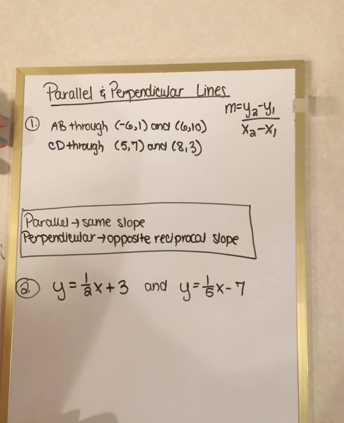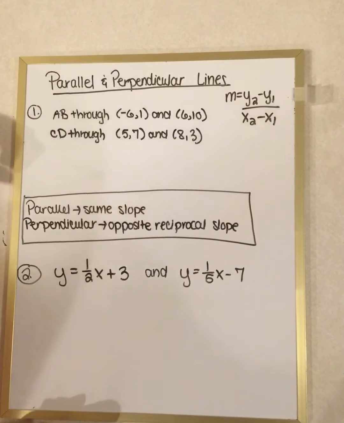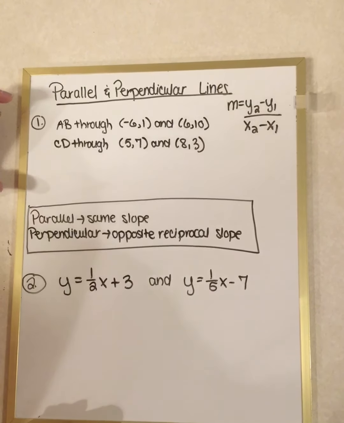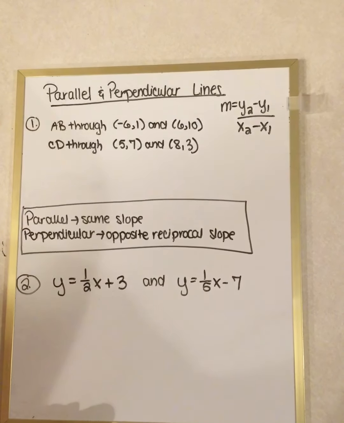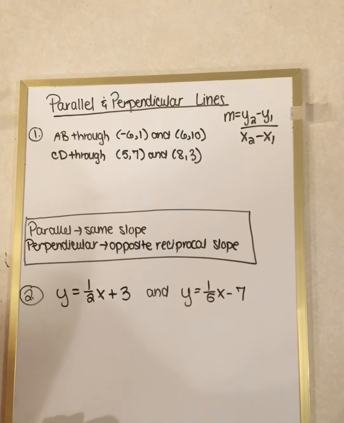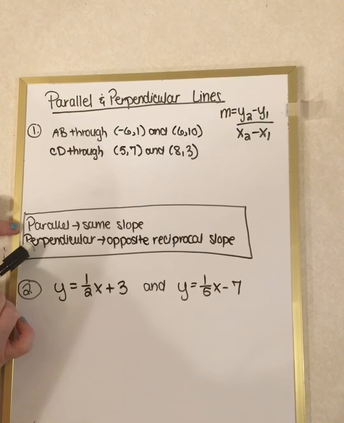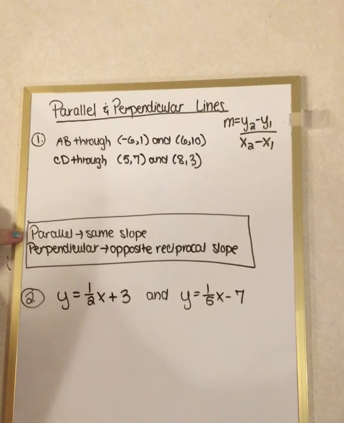problems where you have two lines, AB and CD. They tell you what points they go through, and you have to determine if the lines are parallel, perpendicular, or neither. If you look at this little box right here, this is some key information. We have to remember which one is which.